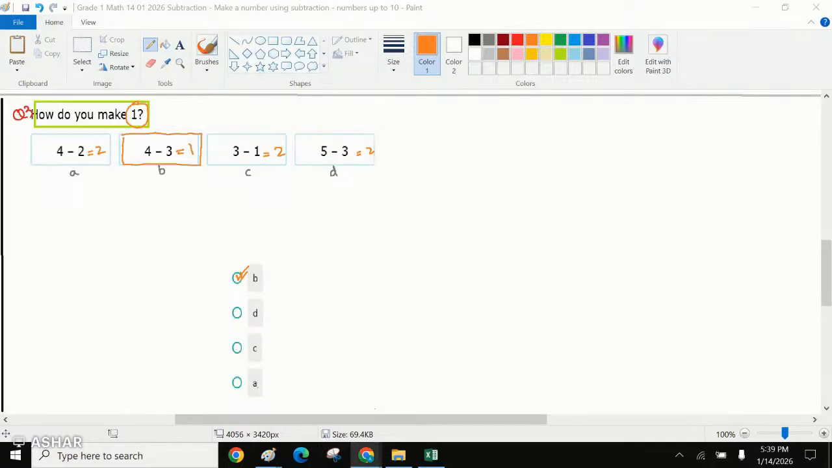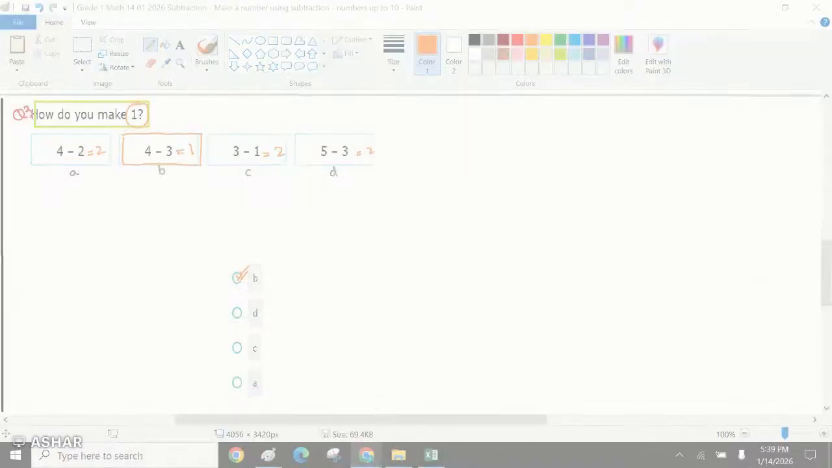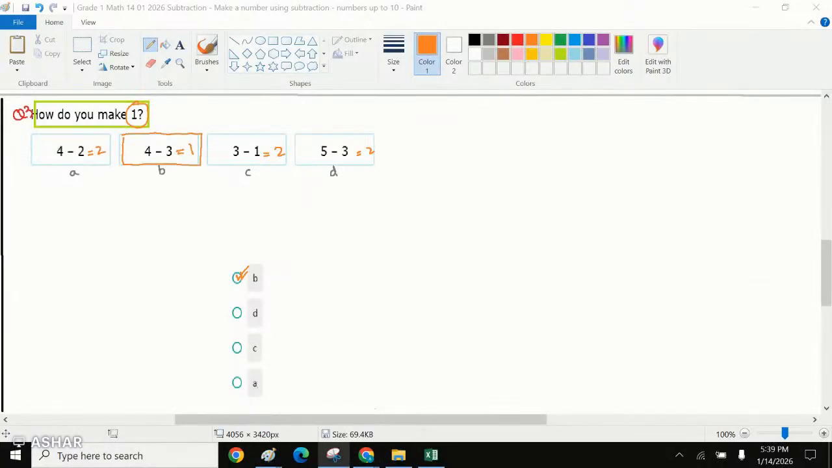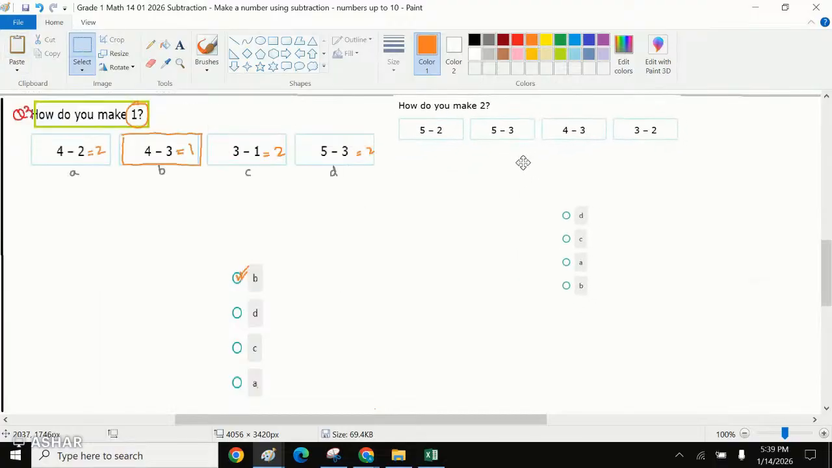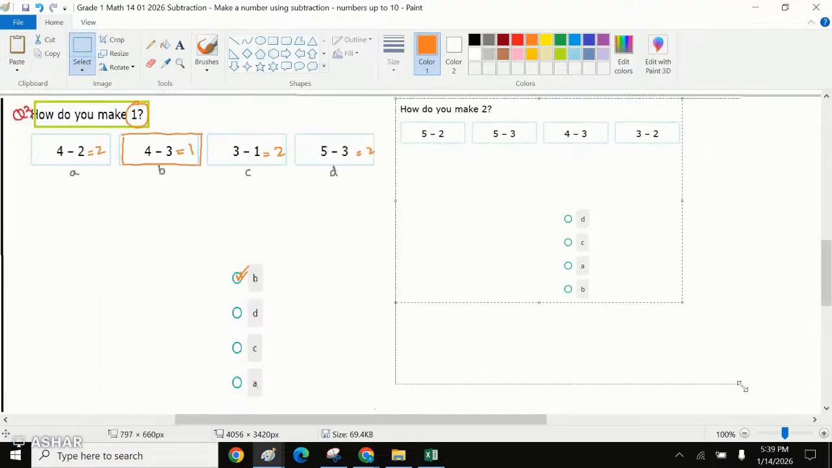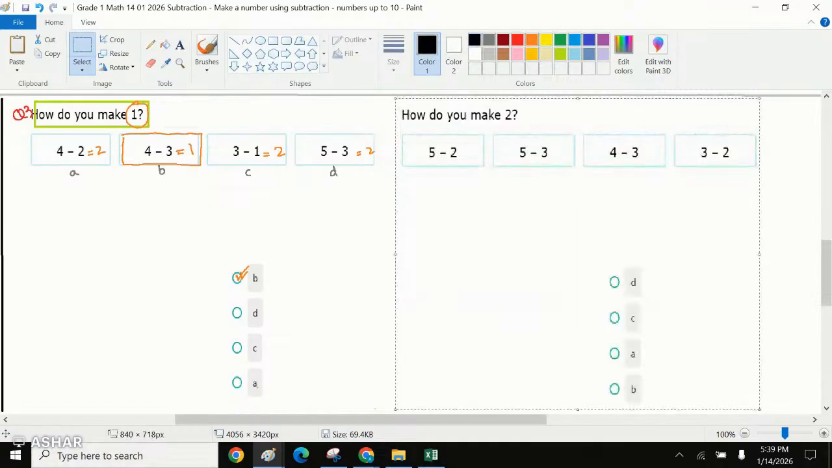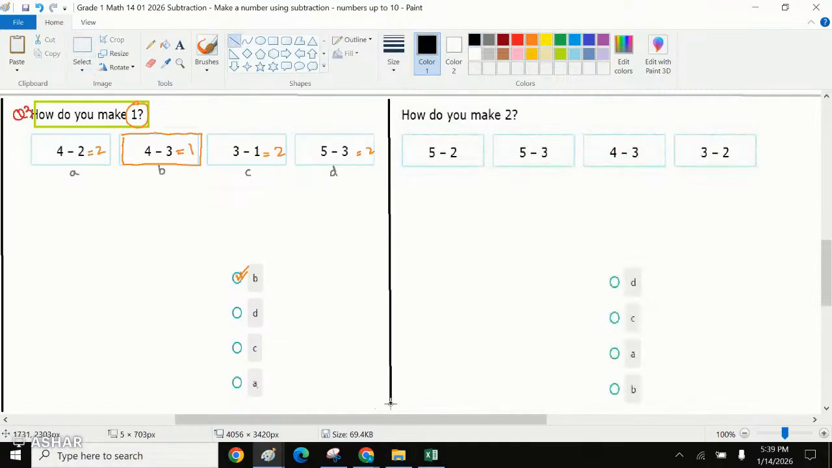The next question says, how do you make a 2 from the given values? For question number 4, they're asking how do you make a 2? Let's see how we can make a 2. This is question number 4. How do we make a 2 out of these options? This is option A, option B, option C, and option D. We need to make a 2.